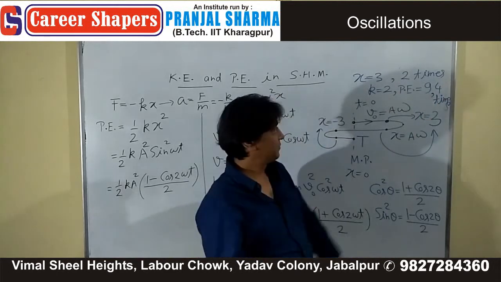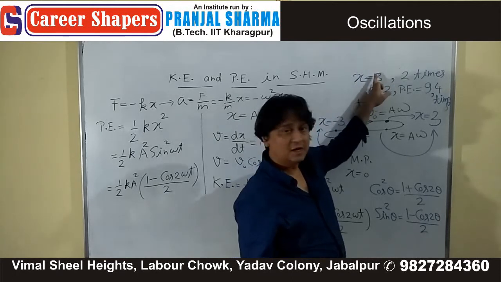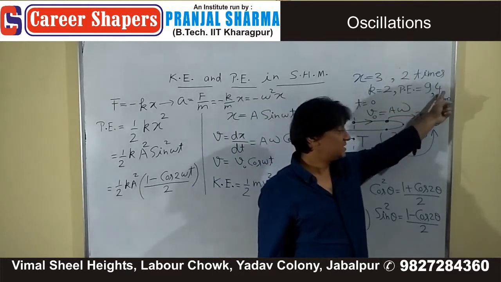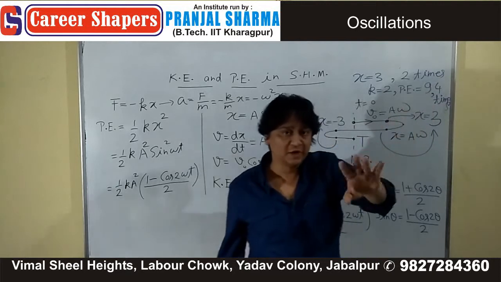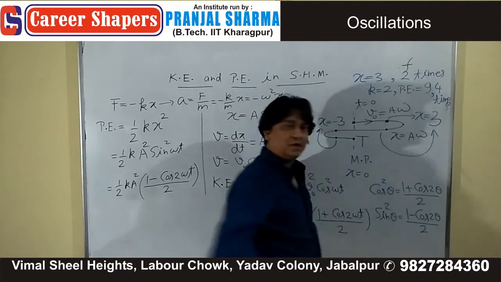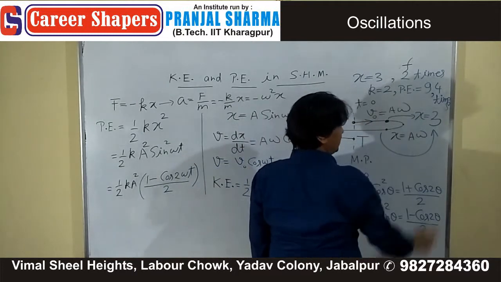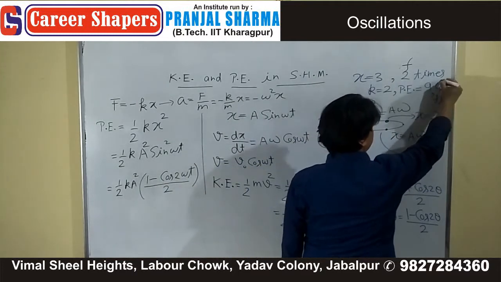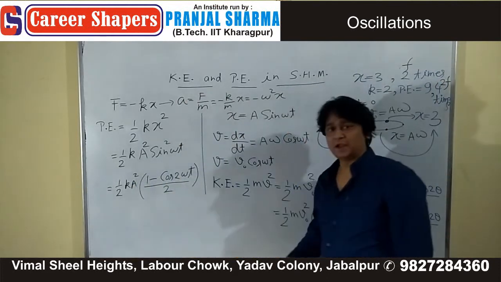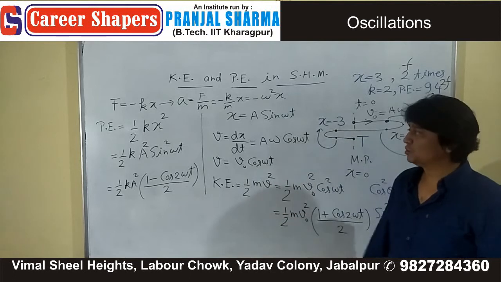That means if in SHM a given x repeats itself 2 times, then the corresponding potential energy repeats itself 4 times. Which means if the frequency of SHM is f, then the frequency of the potential energy function is 2f. That's what it means when you say that for potential energy and kinetic energy, the frequency is 2f.